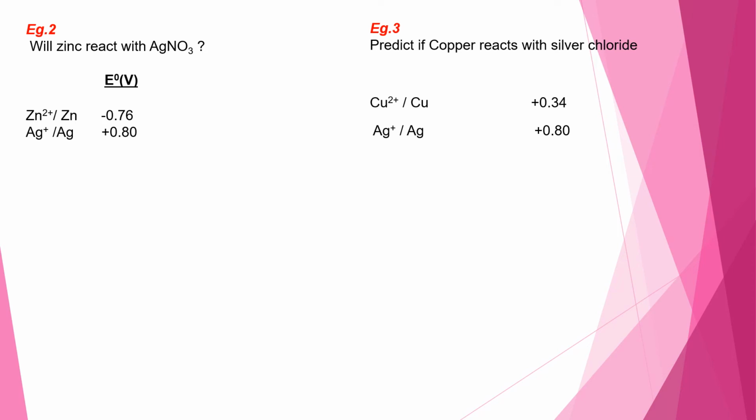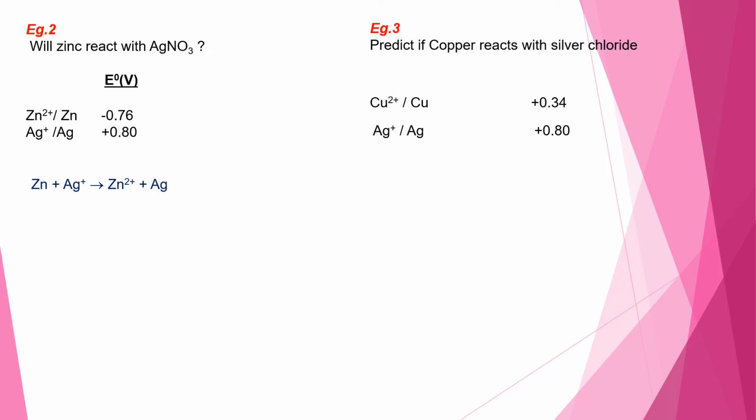Let's look at some more examples. In this example, we will be predicting if zinc is going to react with silver nitrate. Silver nitrate contains silver ion, so we'll have to keep that in mind. So I'm going to use the EMF method to find the answer to the question. Now, if zinc is reacting with silver nitrate, our expected equation is this: zinc plus silver ion. Is this reaction possible or not?